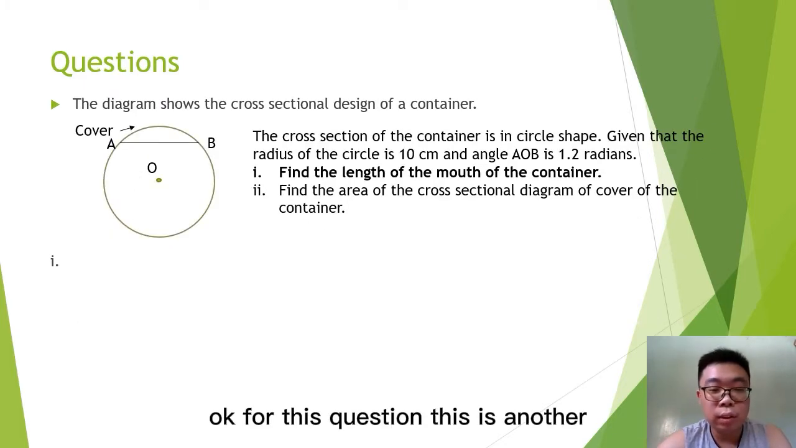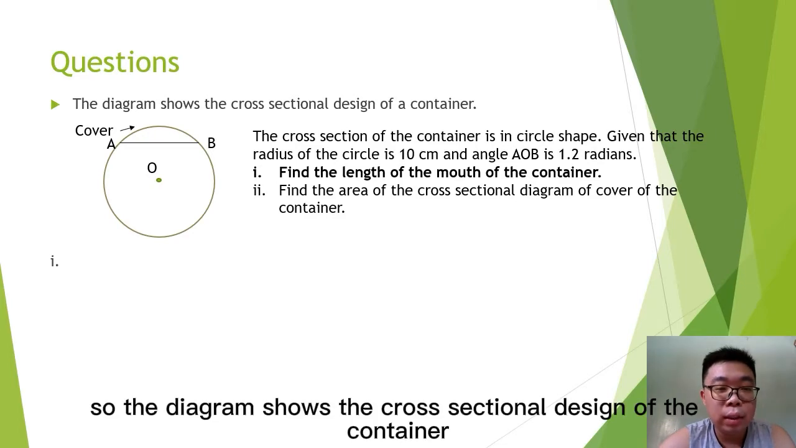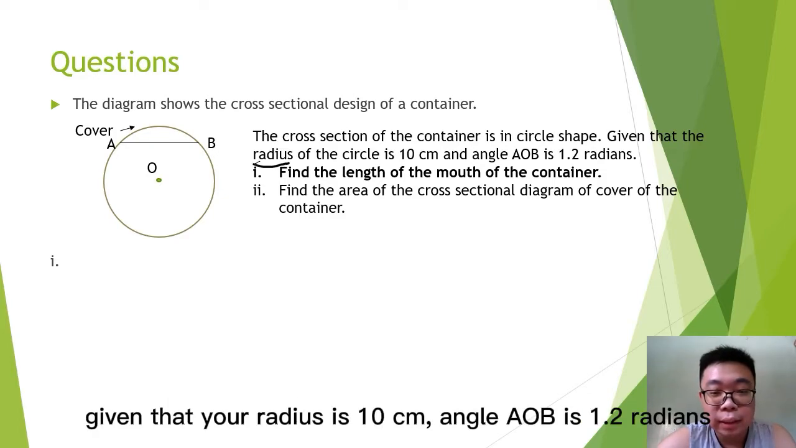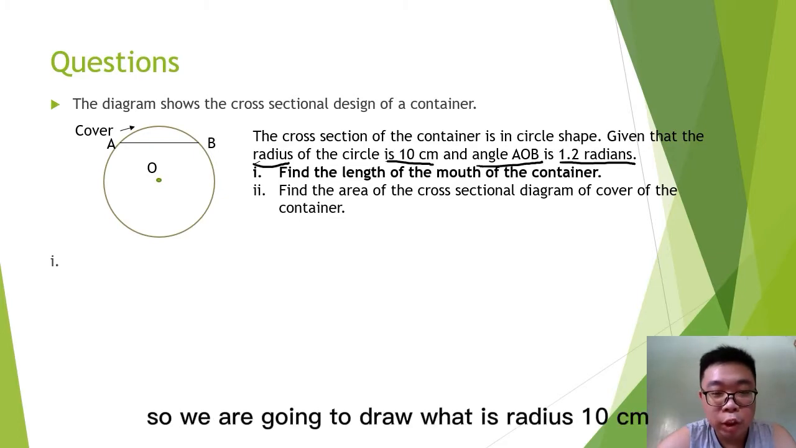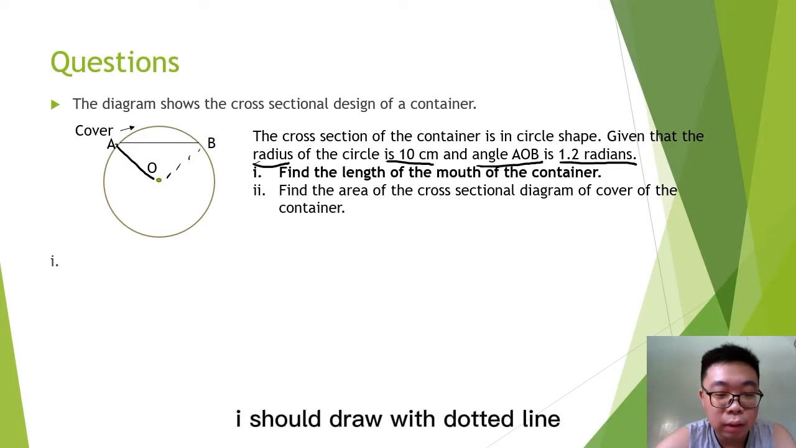Okay, for this question, this is another high order thinking skills question. So the diagram shows the cross-sectional design of the container. So the cross-sectional design of container is in circle shape. Given that your radius is 10 centimeter, angle AOB is 1.2 radian. So we are going to draw what is radius 10 centimeter. So this is radius. Okay, this is radius. I should draw with dotted line.